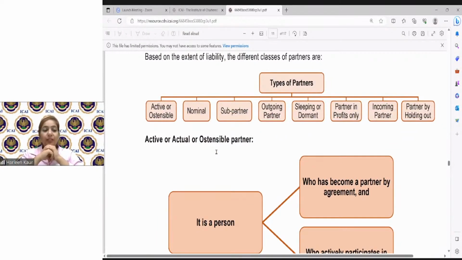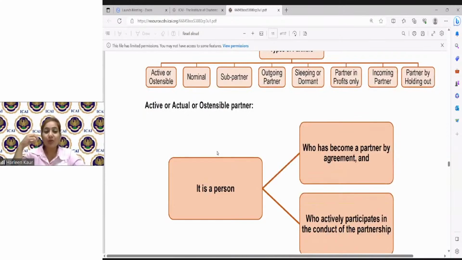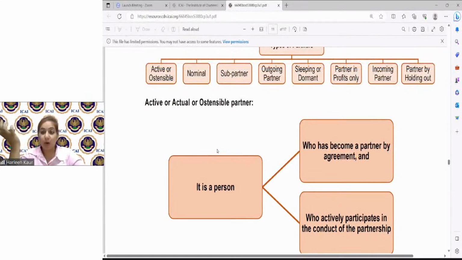Let us start with the first type of partner, that is active, actual, or ostensible partner. Now, this word ostensible is very interesting. You know, what is the meaning of ostensible? Somebody who is always doing a show off. Like I got a very nice branded watch and the person is putting his hand like this. Or maybe somebody has done their nails, got the nail art for the girls, and they're showing it like this. So any kind of showing off.